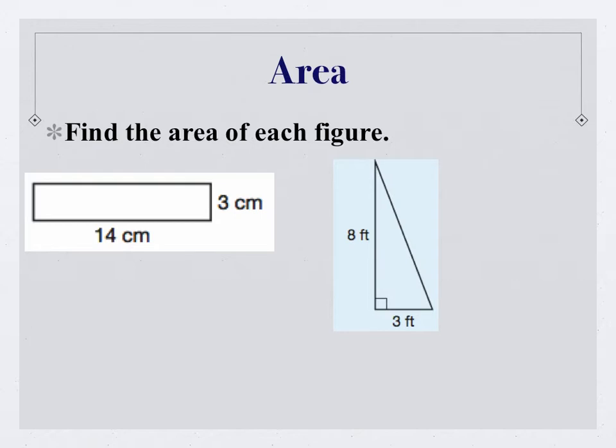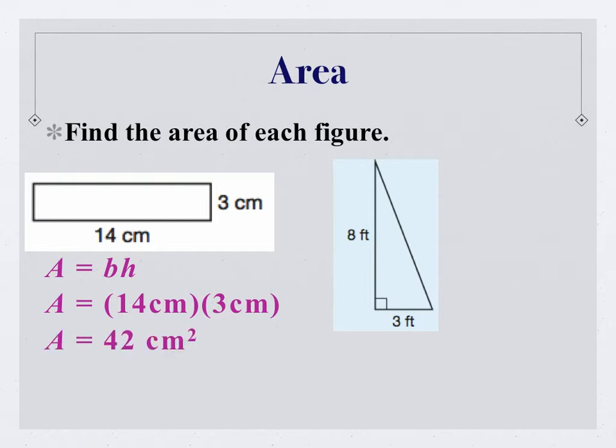Let's practice. The figure on the left, use your area formula. Substitute in your base and your height. I always include my units. And now multiply. Not only the numbers together, but the units together. And we get 42 square centimeters.